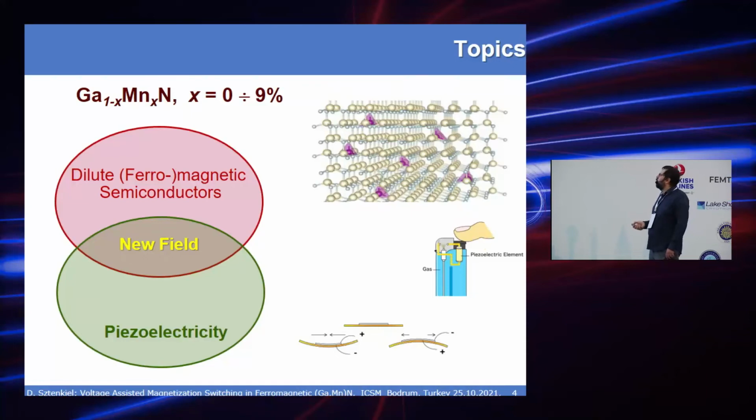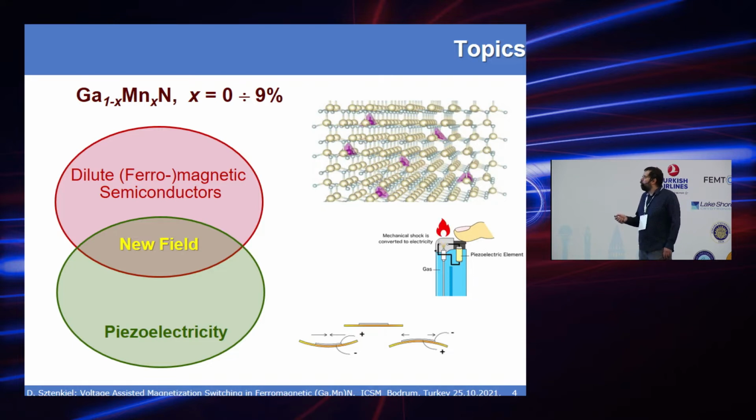And here we investigate the piezoelectromagnetic effect in a dilute magnetic semiconductor, gallium manganese nitride. This is the gallium nitride host crystal structure with a few percent of randomly distributed manganese ions. So our material is both piezoelectric and magnetic, because gallium nitride is a piezoelectric material, and when doped with manganese ions, it is also magnetic.